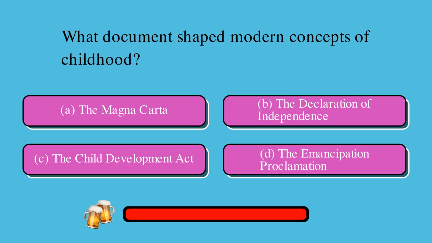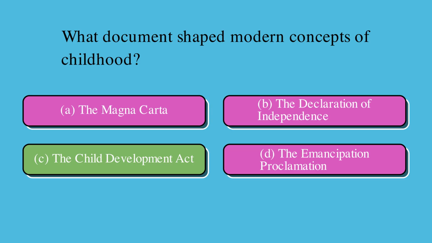What document shaped modern concepts of childhood? Is it A. the Magna Carta, B. the Declaration of Independence, C. the Child Development Act, or D. the Emancipation Proclamation? The correct answer is C. the Child Development Act.